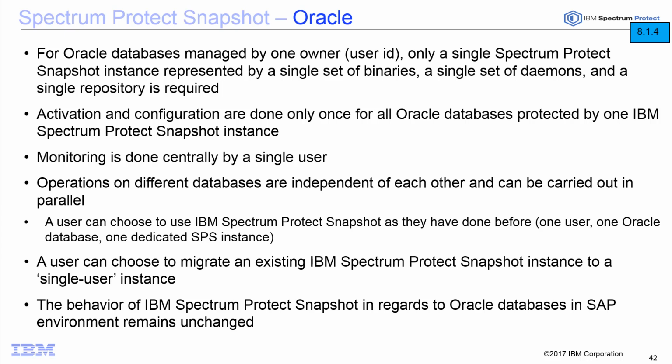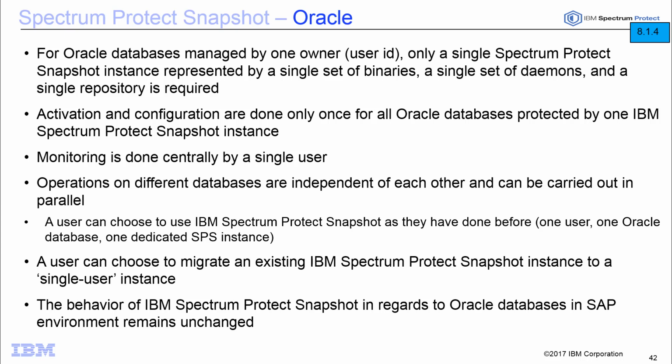The reason this is important is because you used to have to do activation more than once and configuration more than once, and now you can do activation and configuration once for all of the Oracle databases protected by Spectrum Protect Snapshot on a system. So you do the monitoring by a single user, and you can also control the operations on a different database independently of each other.